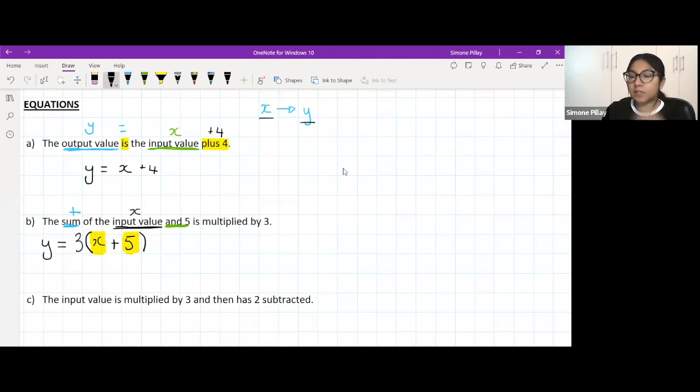I see some answers in the chat. You guys have it in different orders, which is okay. If I were to multiply this out and make this look more like standard form, it would be 3 times x, which is 3x, plus 3 times 5, which is 15. So this would be our final answer. But if you had this over here, that would be correct as well.